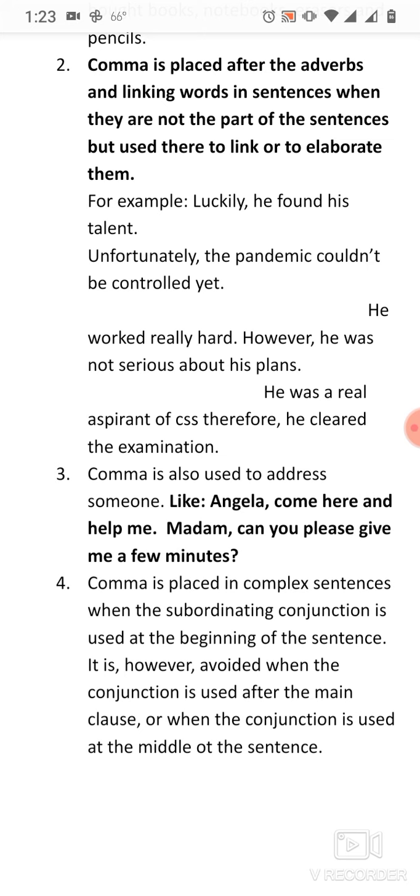But if the sentence were like, we cancelled the picnic because it rained heavily, there is no need of putting a comma there. When the subordinating conjunction is used at the beginning of the complex sentence, we have to put a comma just after the end of the dependent clause. But when the conjunction is used in the middle of the sentence, there is no need to use a comma.